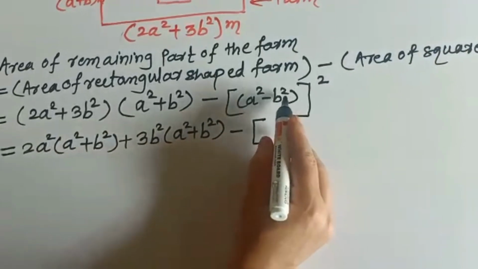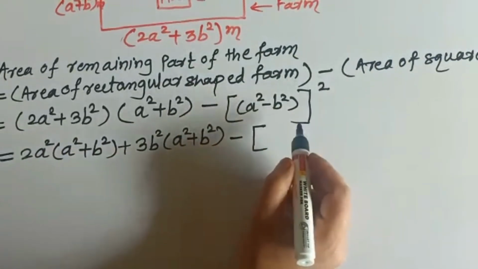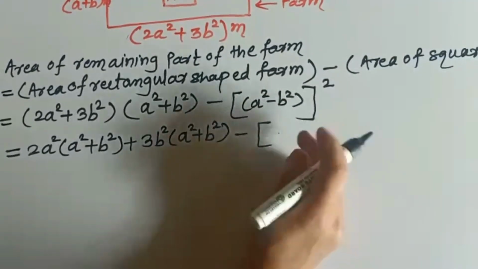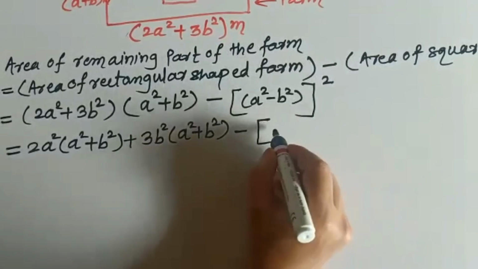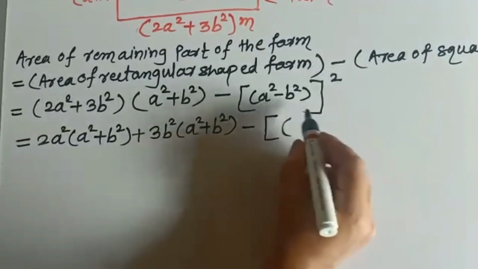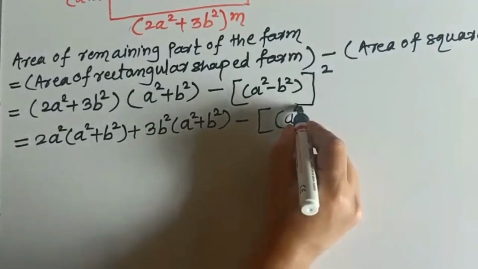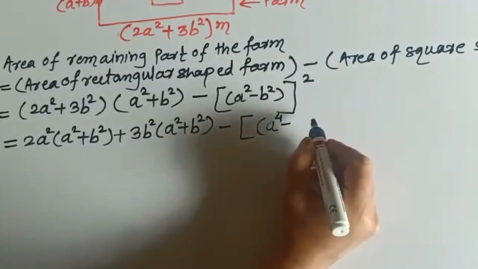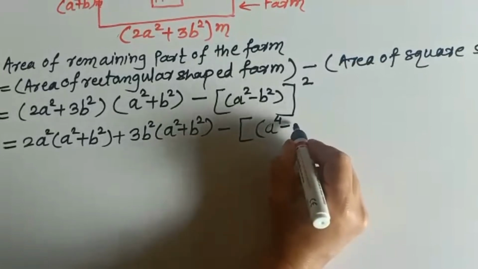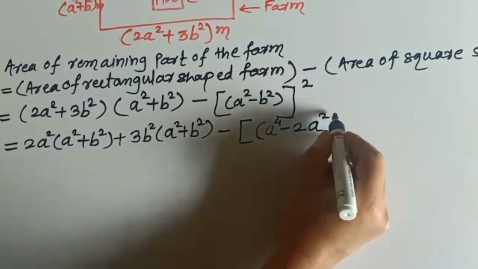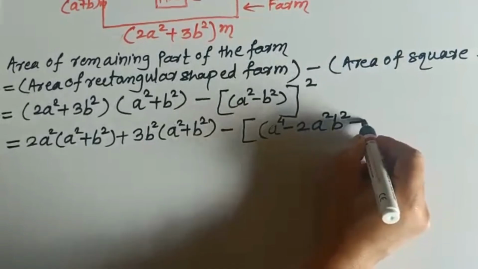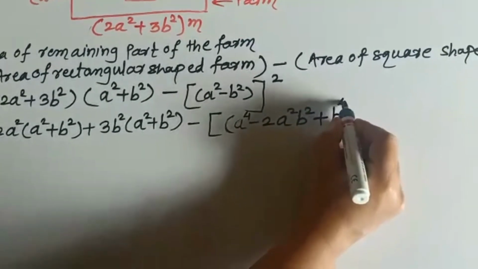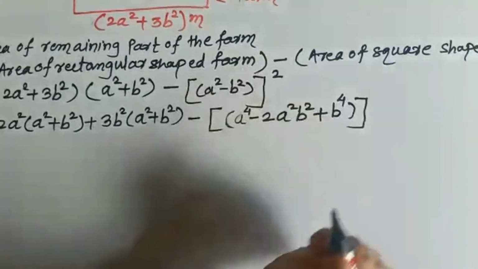Now minus. Here a square minus b square, squared, is there, meaning like this, (a minus b) bracket square. By using that formula we will solve it. So write here first term square. What is first term square? A raised to 4. Correct? Minus 2 multiplied by first term into second term, means 2a square b square, plus second term square, means b square squared, so b raised to 4.